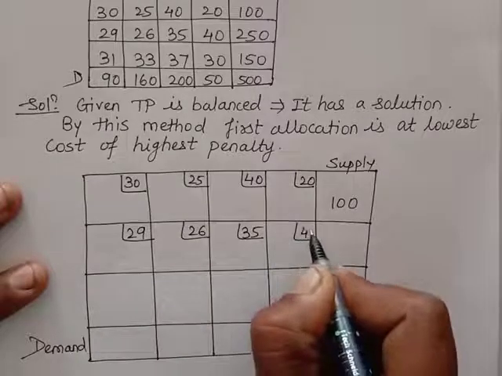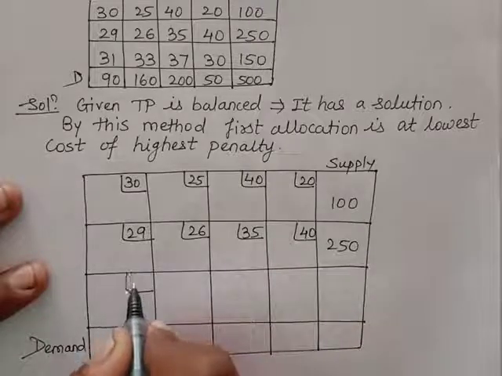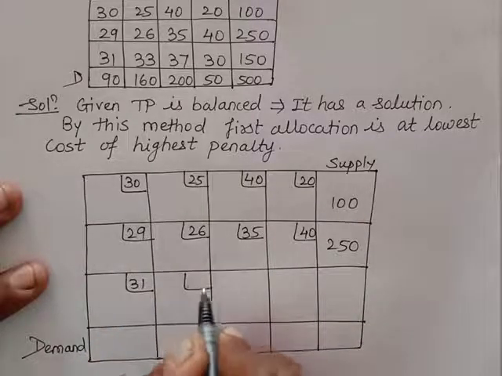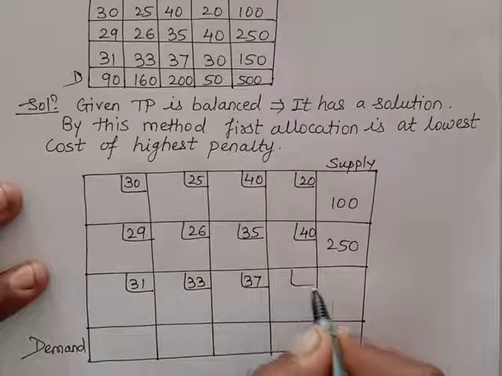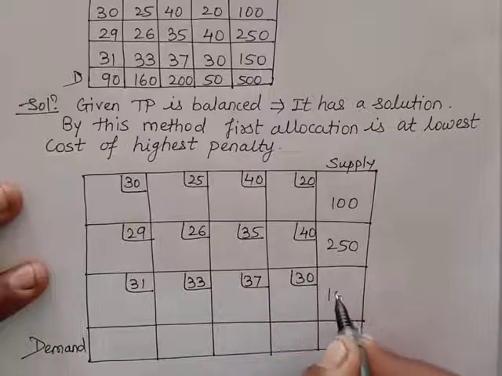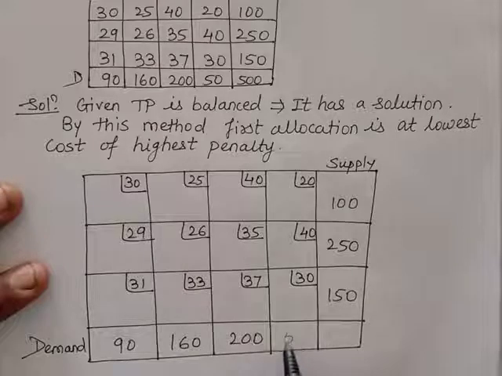40 and 250. Here 31, 33, 37 and 30 and 150. Here 90, 160, 200 and 50, and the total is 500.